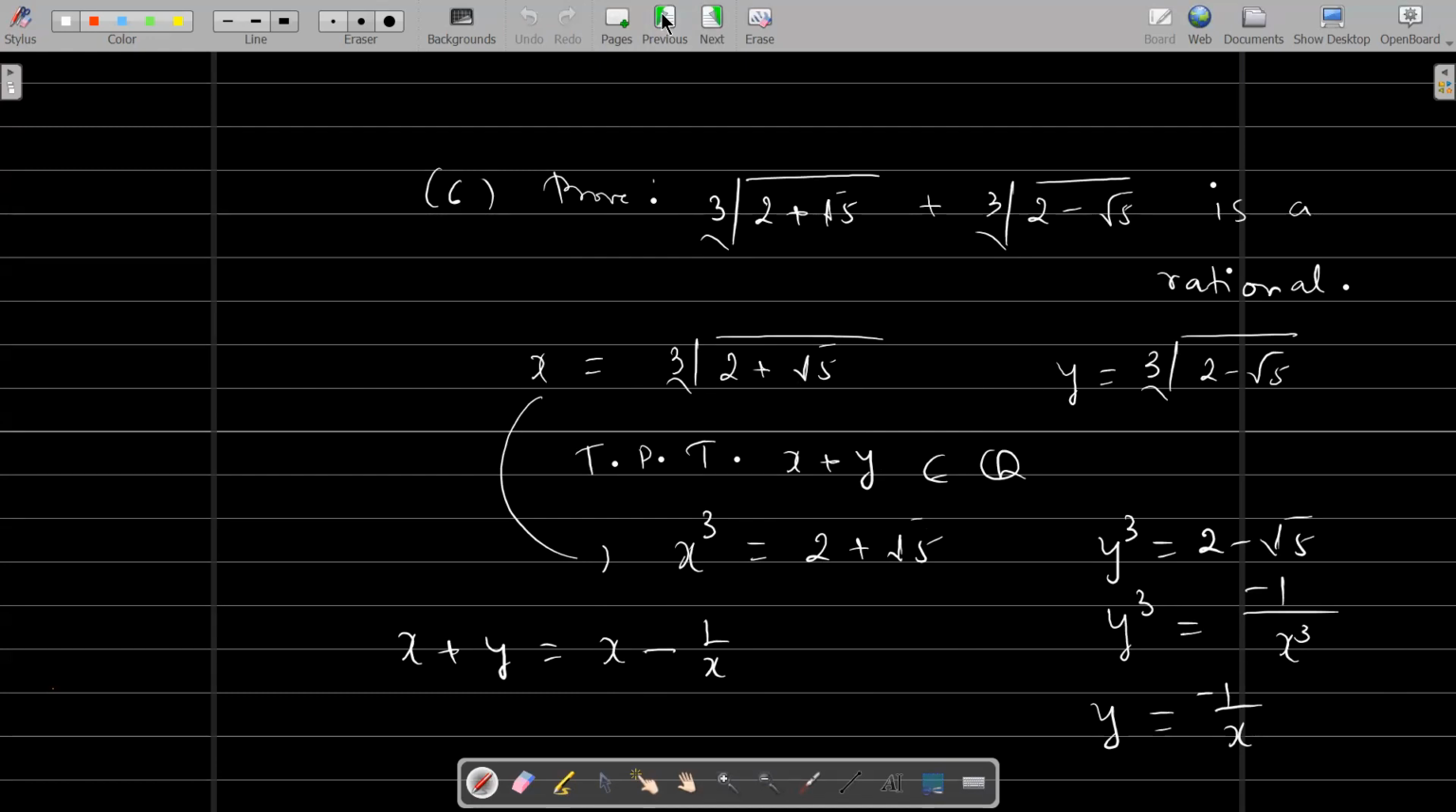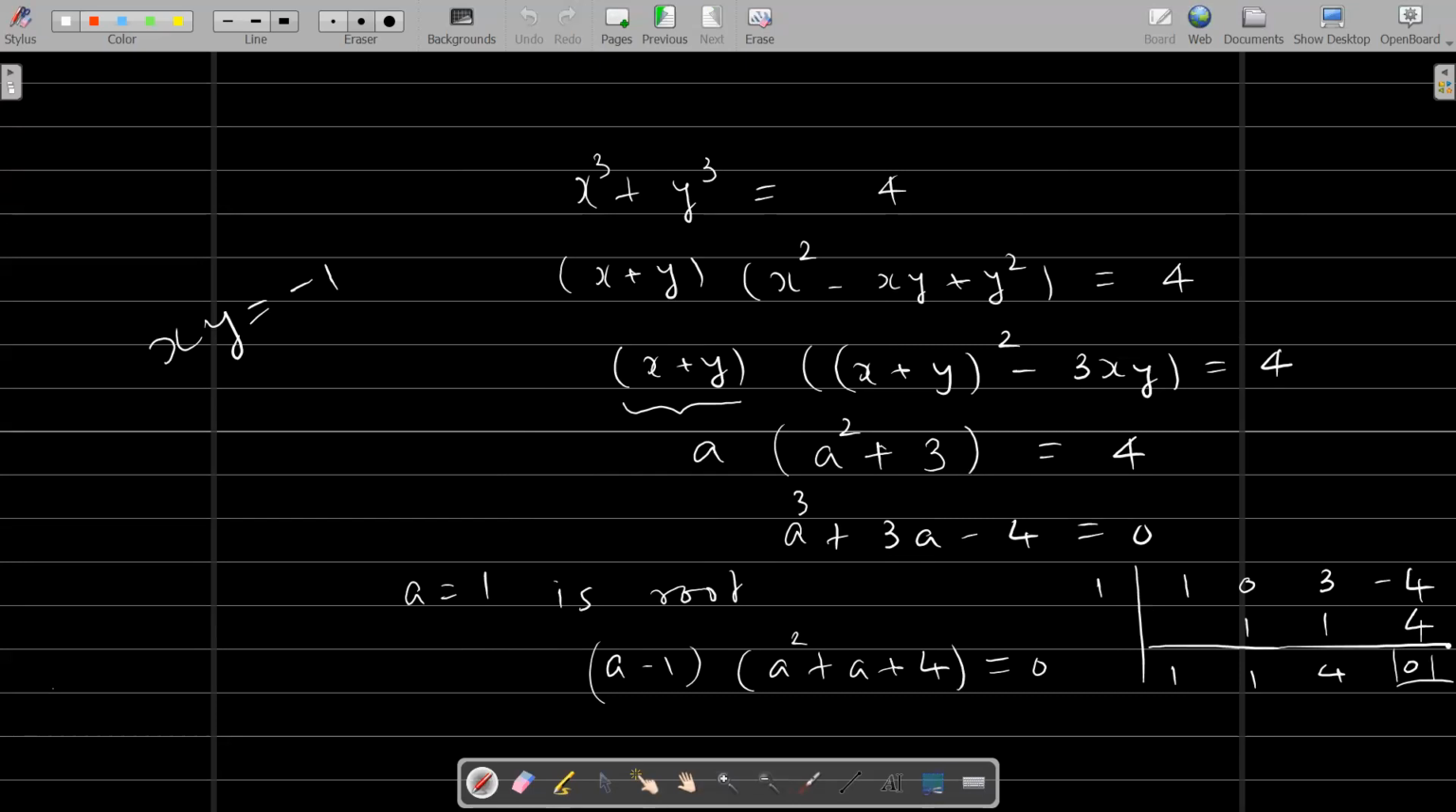So clearly our x and y are real, which means x plus y must be real. So the only choice is a equal to 1. The other two roots are complex. So a must be 1, which means x plus y is 1. That means x plus y is rational.